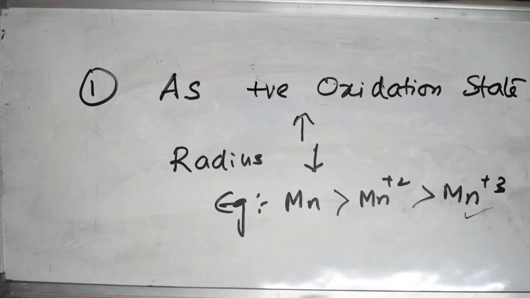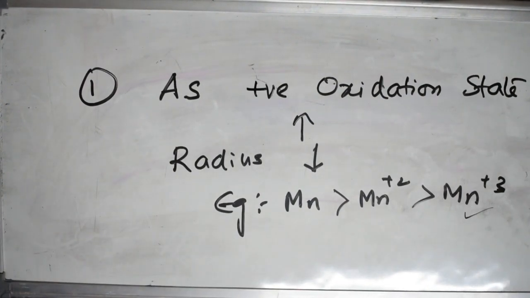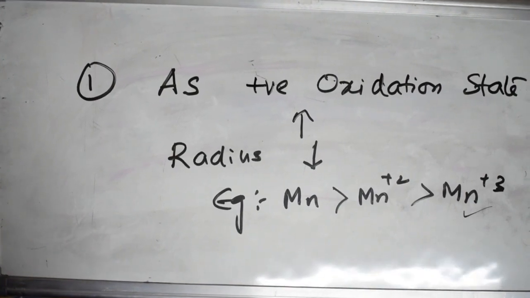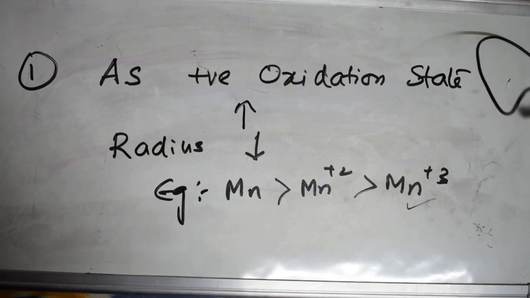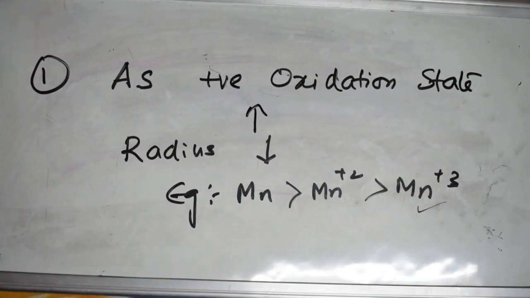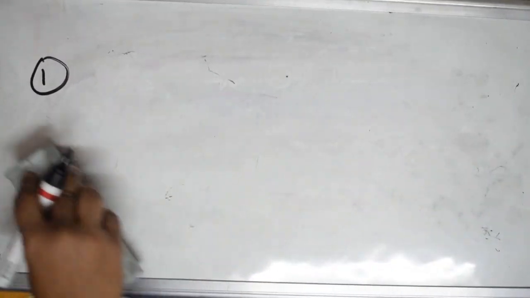Now let us write in a different way. Now I'm taking out the first one. Hope you would have noted this. So the first thing you need to remember: positive oxidation state increases means compulsorily the radius decreases. Right, students, this is clear. Let us learn the next trick. So let me erase the first trick and go with the second trick.